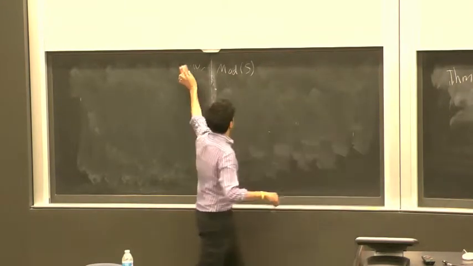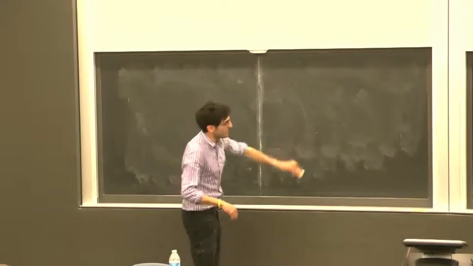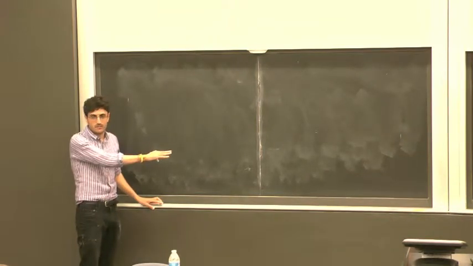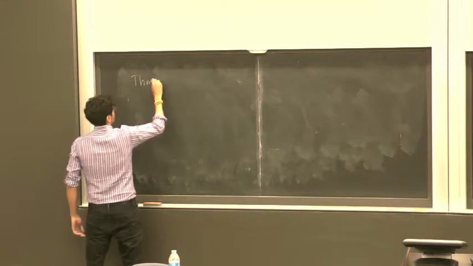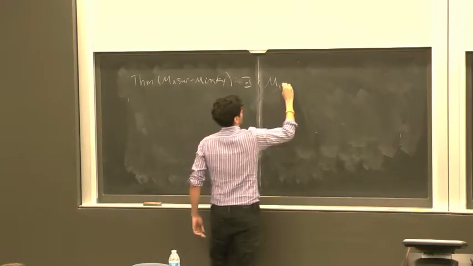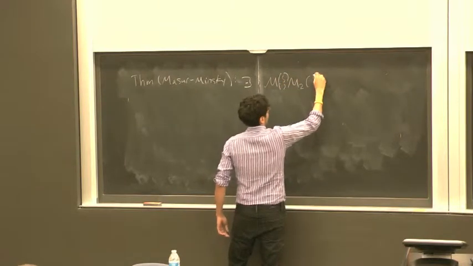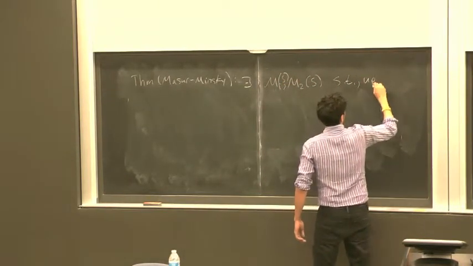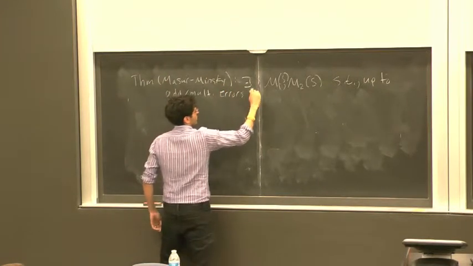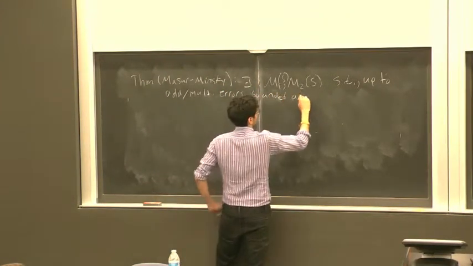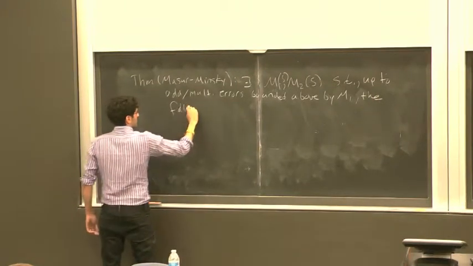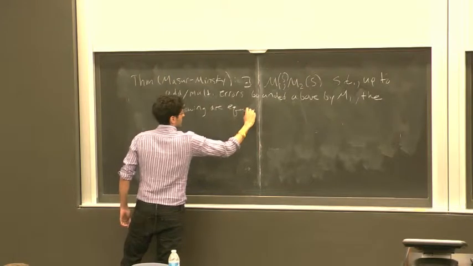So this is the Masur-Minsky projection formula, okay? Which plays a big role in the proofs of those two previous theorems, not the one that already has some effective control. Okay, so theorem, Masur-Minsky. There exist M1 and M2, both of which depend on the surface, such that up to additive and multiplicative errors bounded above by M1, the following are equal. Okay? So it's a list of three things.